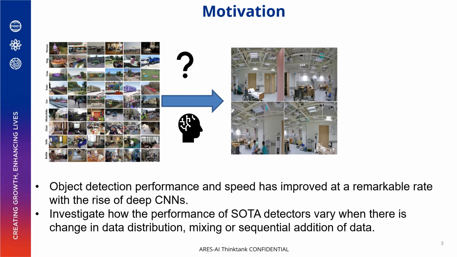So in this work, we want to investigate how the performance of these state-of-the-art detectors varies when there's a big shift in data distribution. How do these object detectors perform when we mix these different data distributions for the same classes, or if we sequentially add the data?